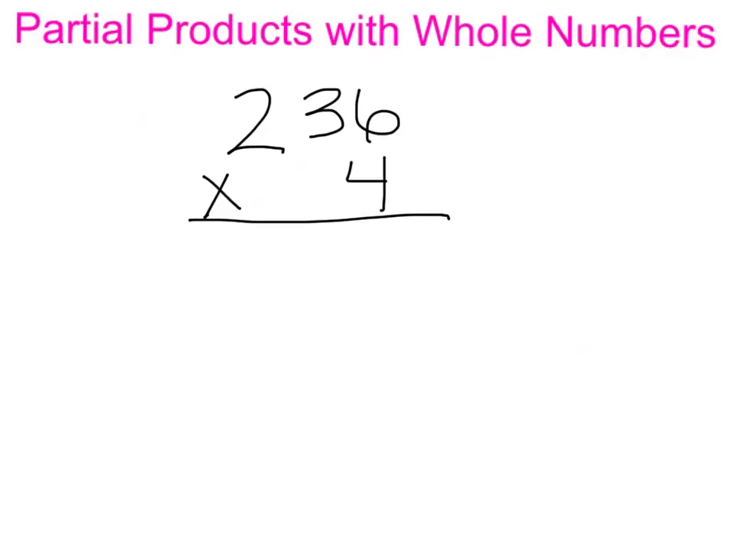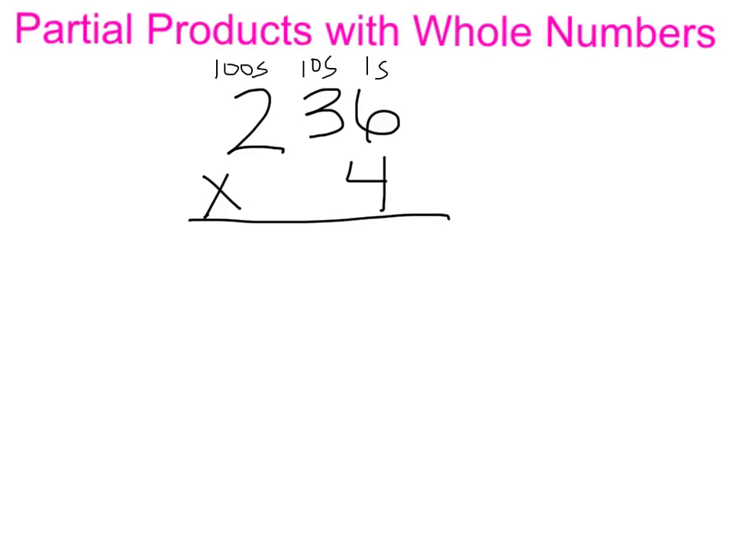First, let's talk about using partial products with whole numbers. Before we start, I am going to mark each of our place values with their names. Above the 2, I'm going to write hundreds. Above the 3, I'm going to write tens. And above the 6, I'm going to write ones. This is just to help me keep track of what it is I'm multiplying.